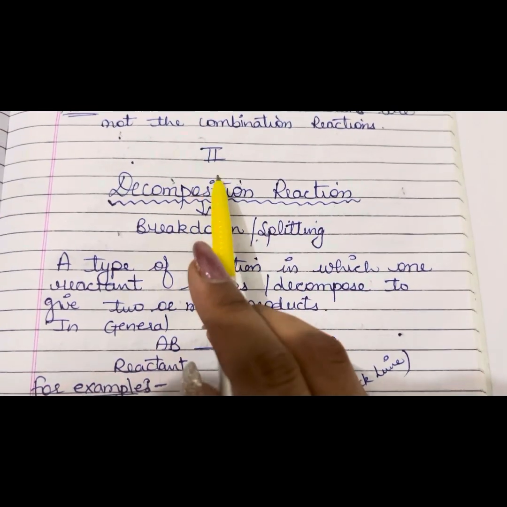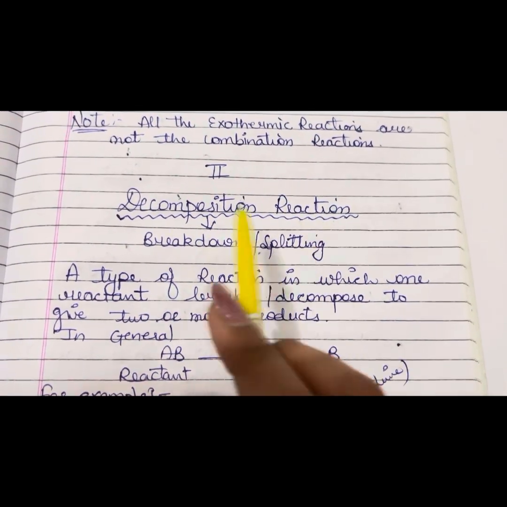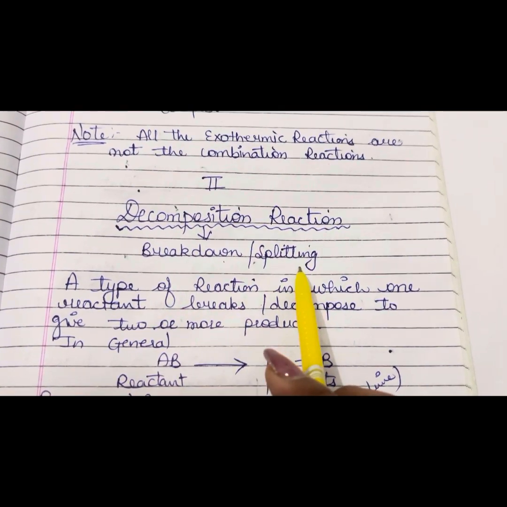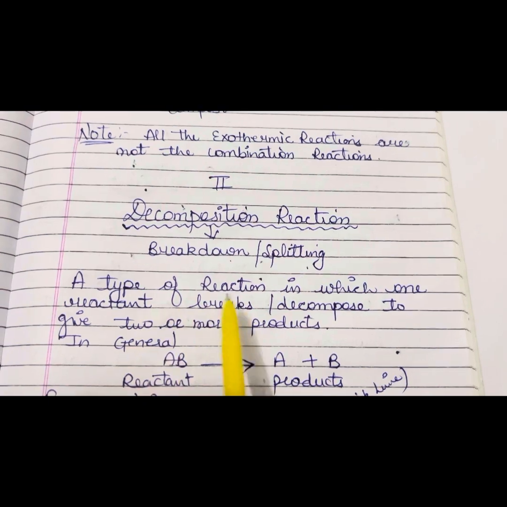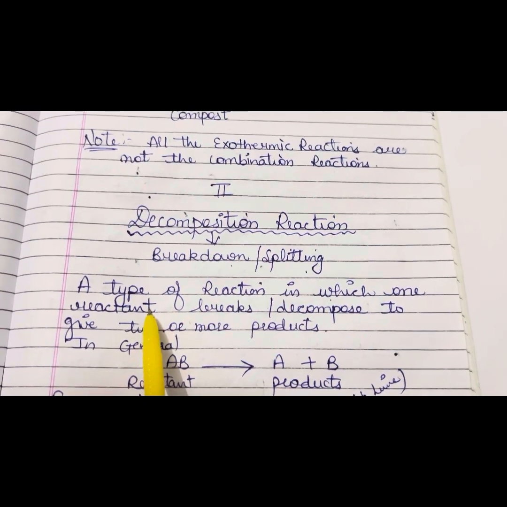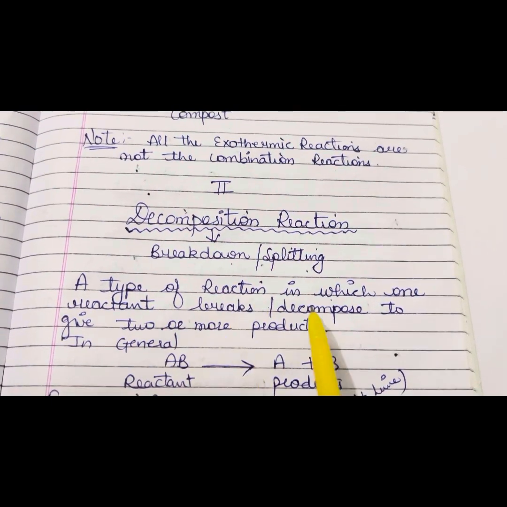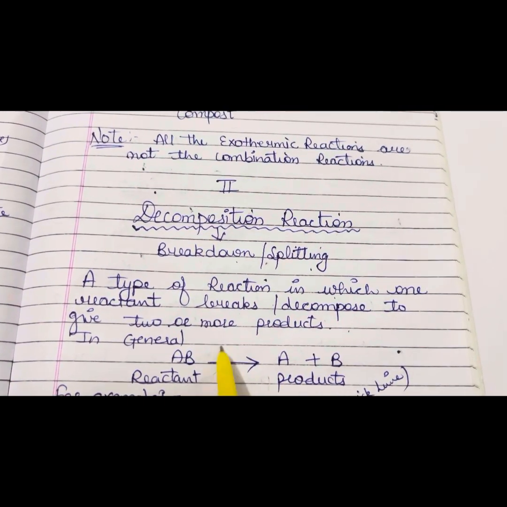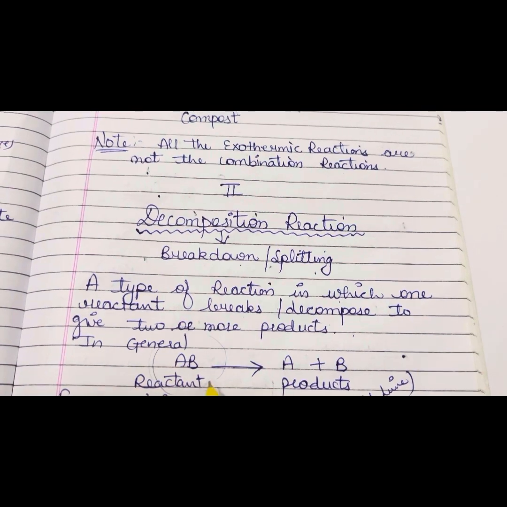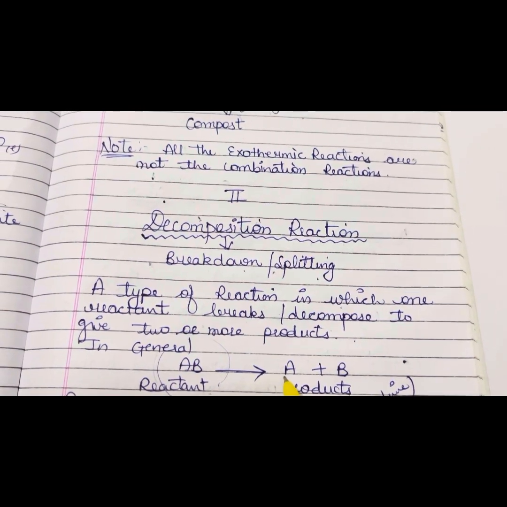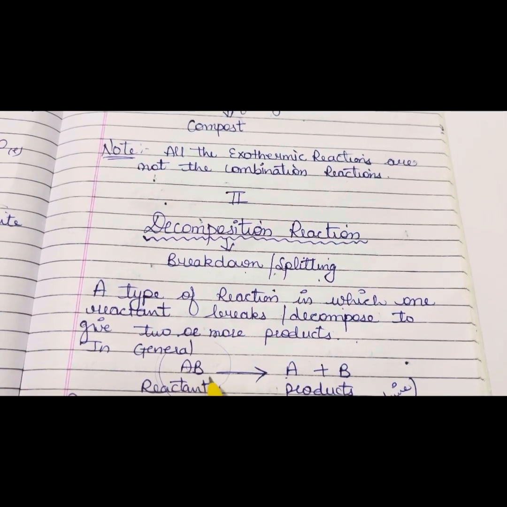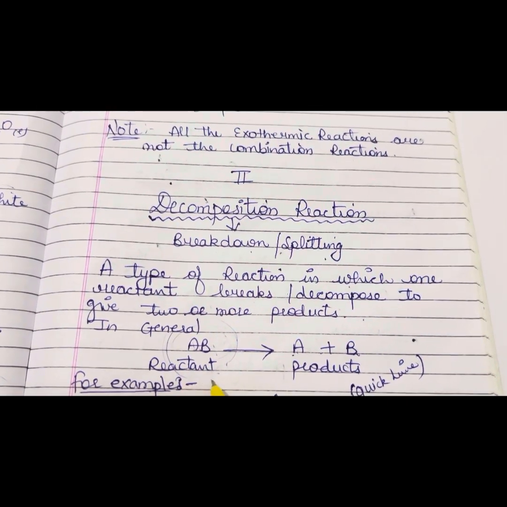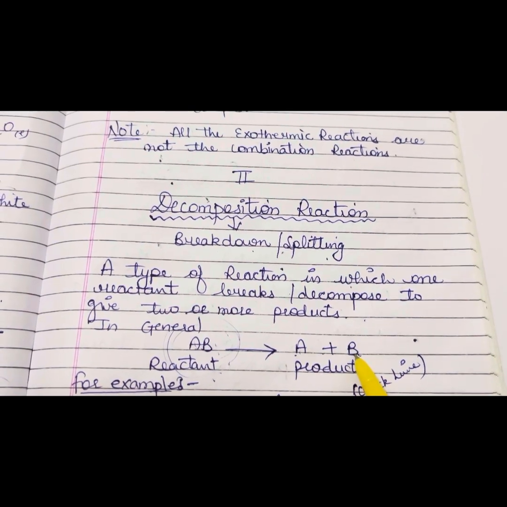Okay. Our second type of reaction is decomposition reaction. Decomposition means decompose. Decompose means breakdown, or you can use the word splitting. It is a type of reaction in which one reactant, which is the bigger one, breaks or decomposes to give two or more products. In general form, let us suppose we have a reactant AB. When it decomposes, that means breaks or splits, it will convert into A and B. This AB as a whole is known as the reactant, and A and B are known as products.